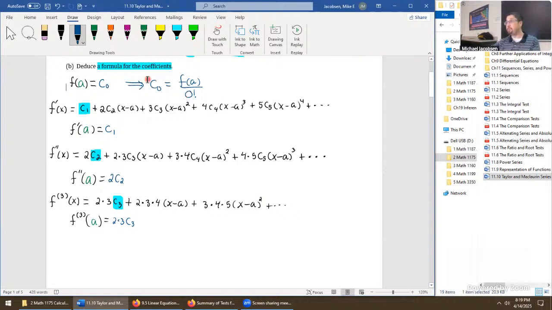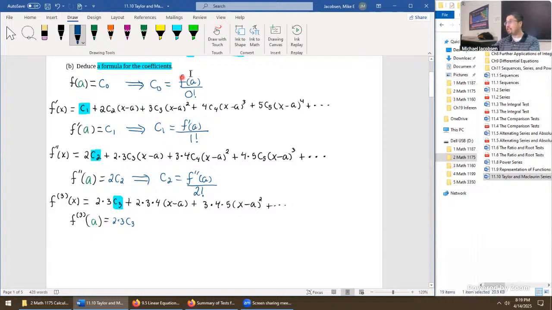We're just trying to fit a pattern next. Down below on this one, we'll say that this implies C1 equals f prime of a divided by 1 factorial, which is in fact 1. So we have a pattern going. Now C2 equals f double prime at a divided by 2, sure, but 2 is also equal to 2 factorial. Keeps the pattern going, so it looks like it's a striking pattern.